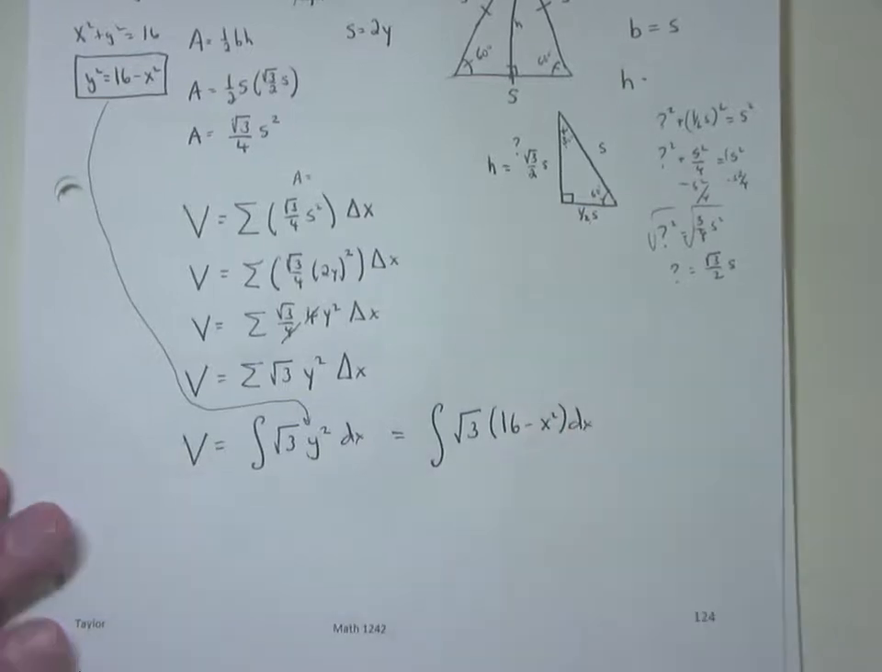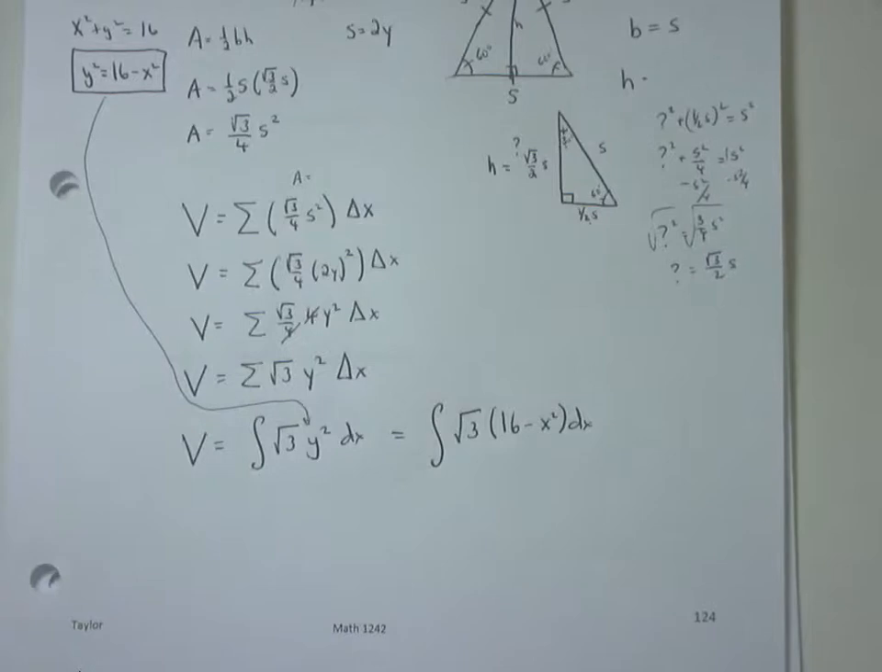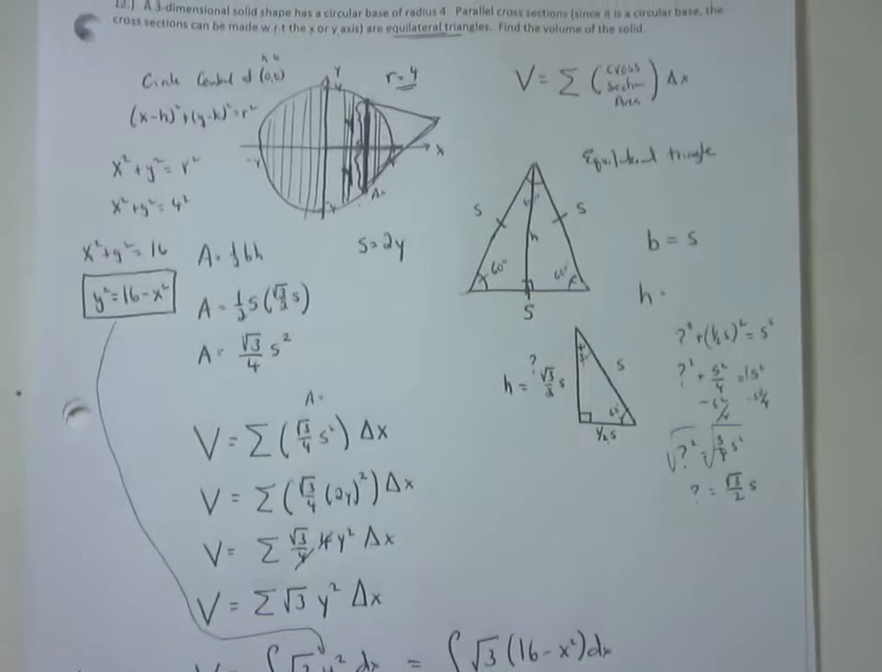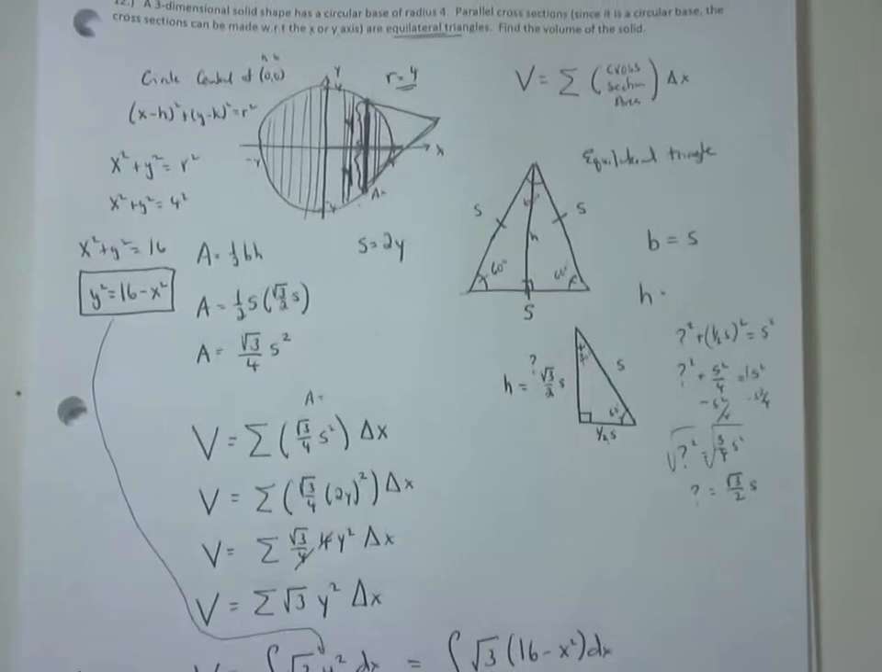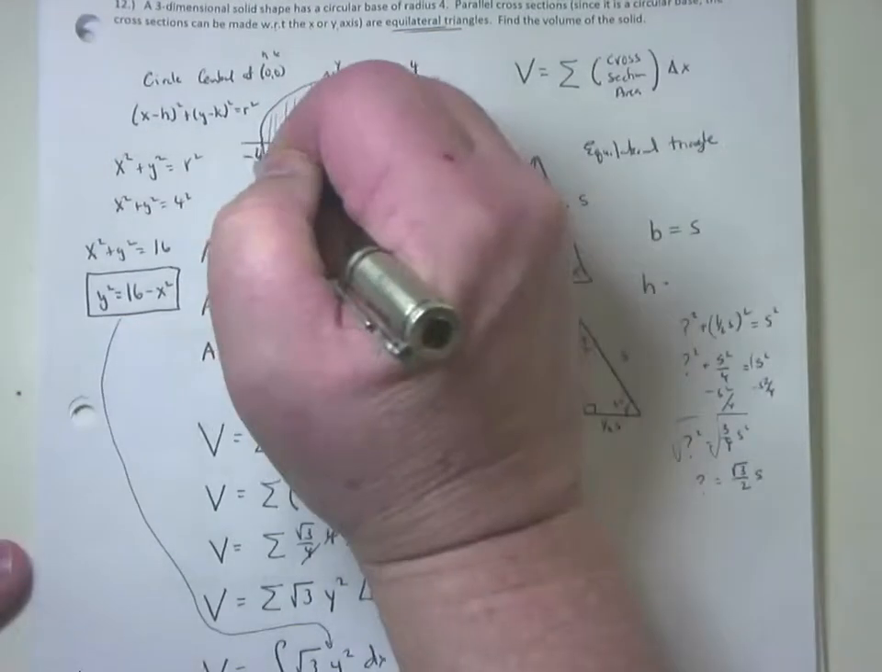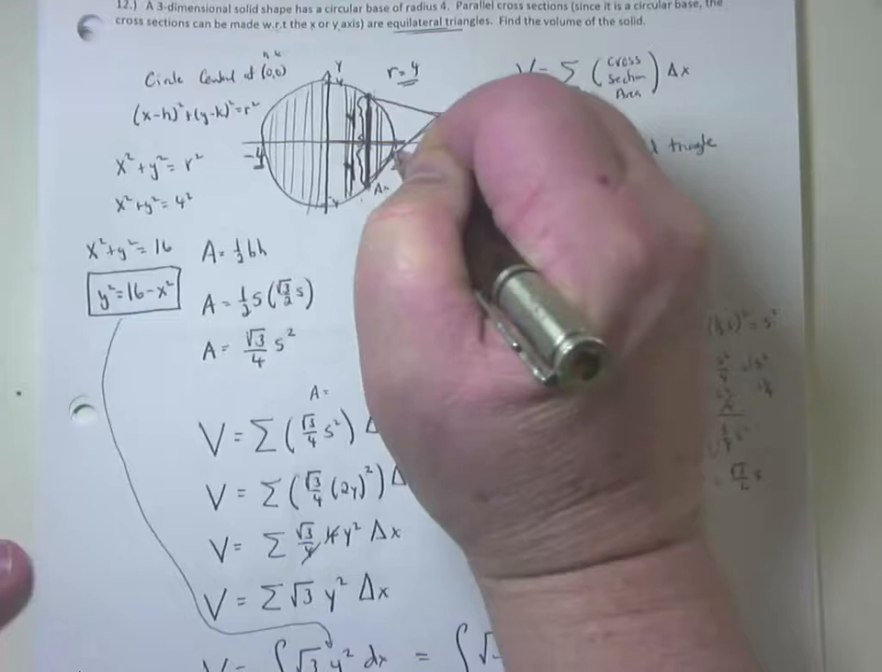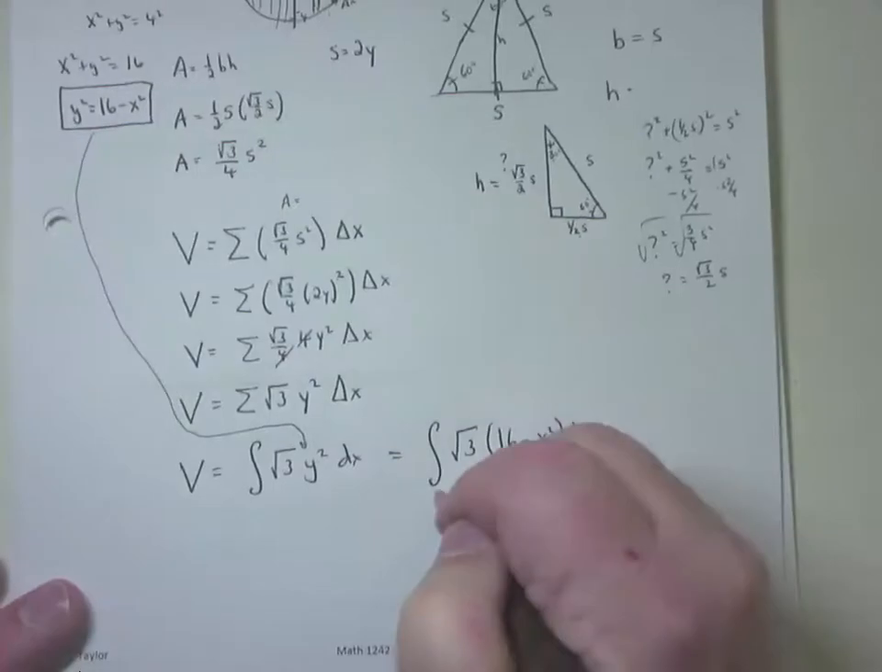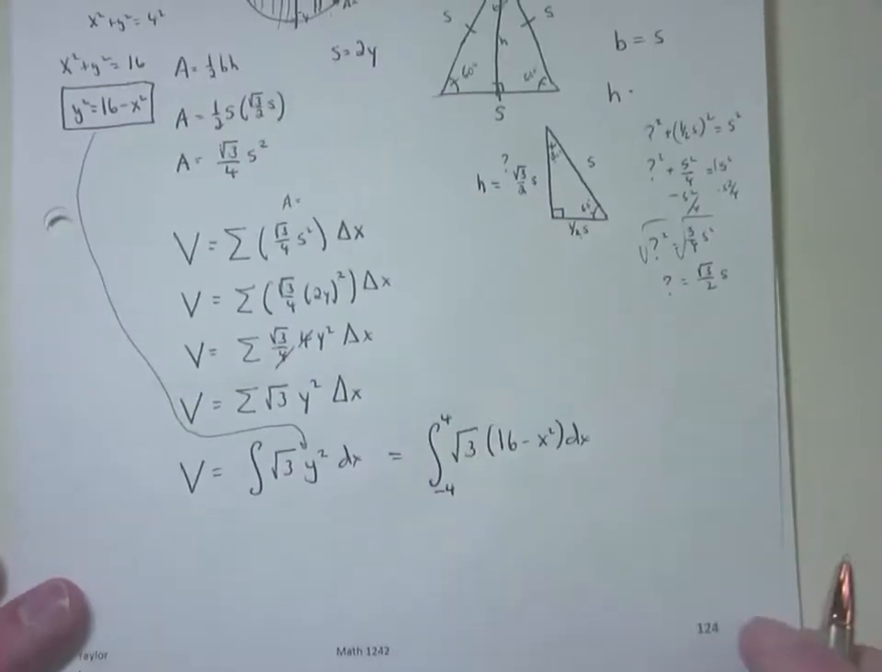dx. And now all I need is my bounds. What's my bounds going to be? Again, go back and look at your picture. Where are the x numbers defined between in terms of your region? This is x, so we're talking about x numbers just between negative 4 and positive 4. So your bounds of your circle is between negative 4 and positive 4.